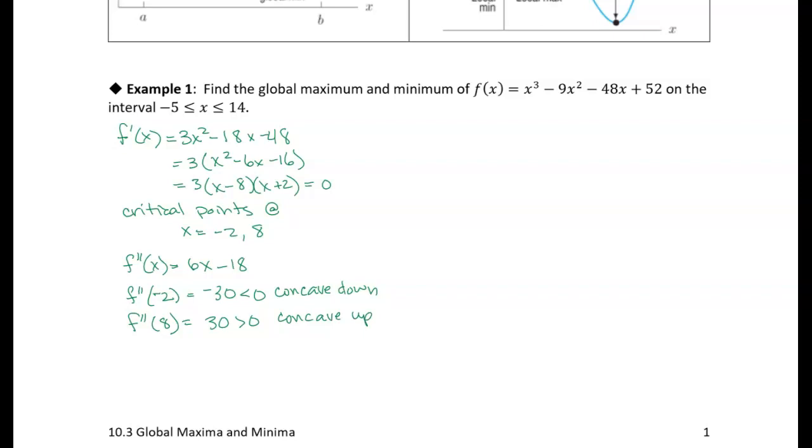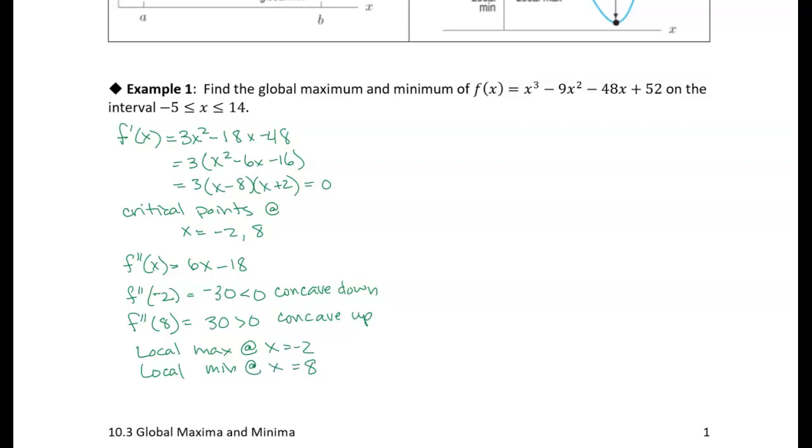So now we know, which we already found before, that there's a local maximum at x equals minus 2 and a local minimum at x equals 8.